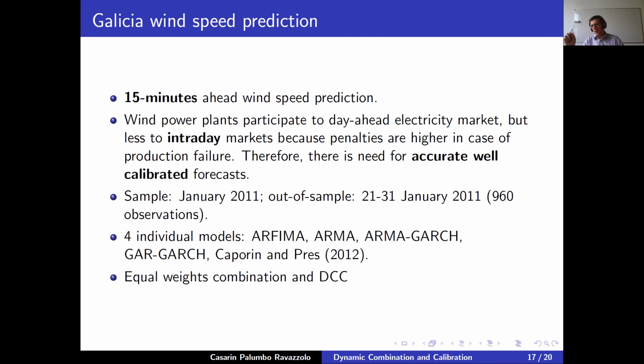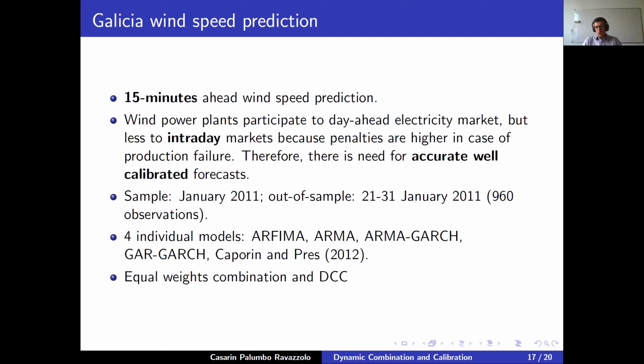And also, if you look at the distribution, it has thresholds. There are periods of very low wind and periods of very high wind. So usually the distribution of the wind is bimodal. So the GAR-GARCH, which I'm referring to in the paper, if you want more information, try to take advantage of this. It's introducing nonlinearity in a different form than the previous ones.